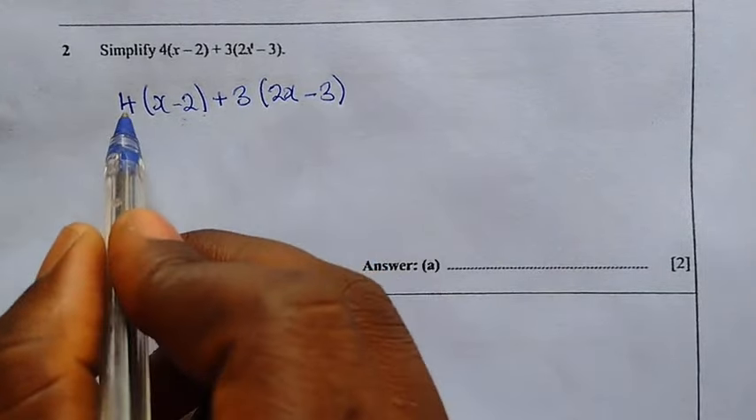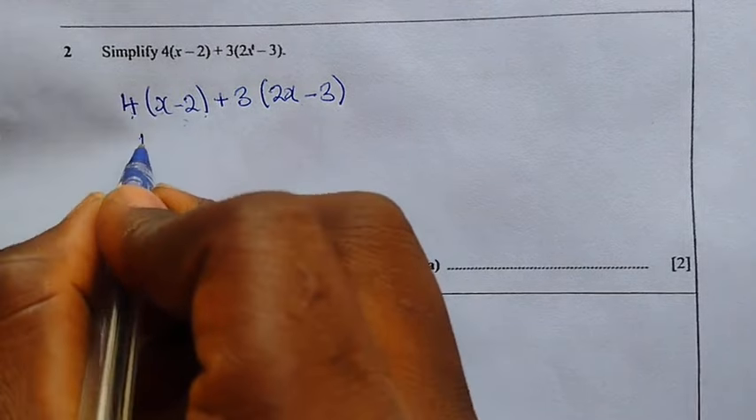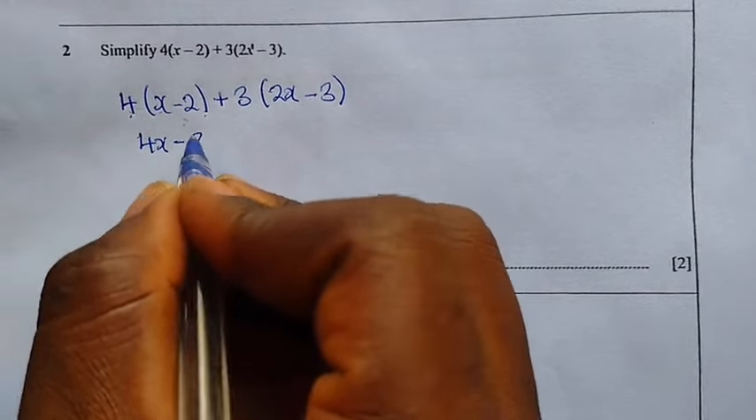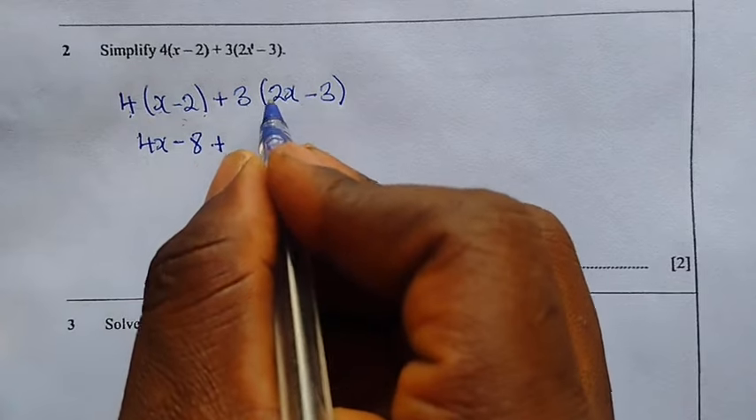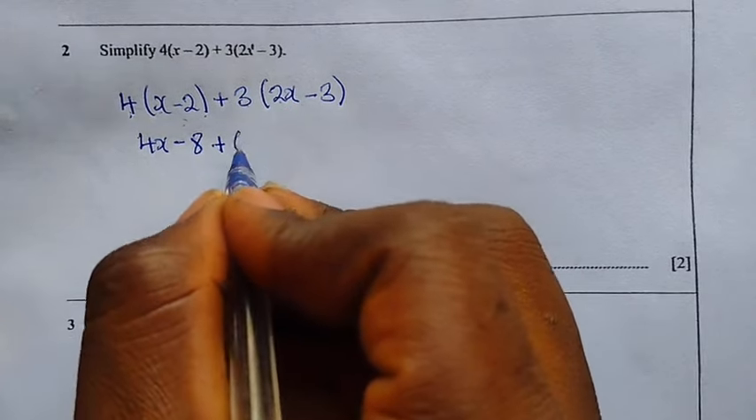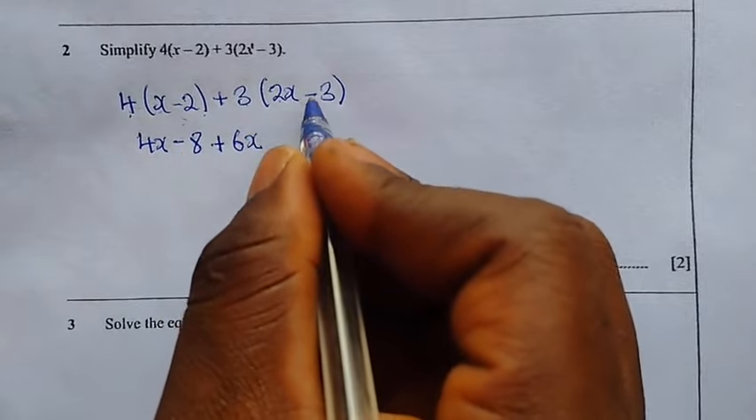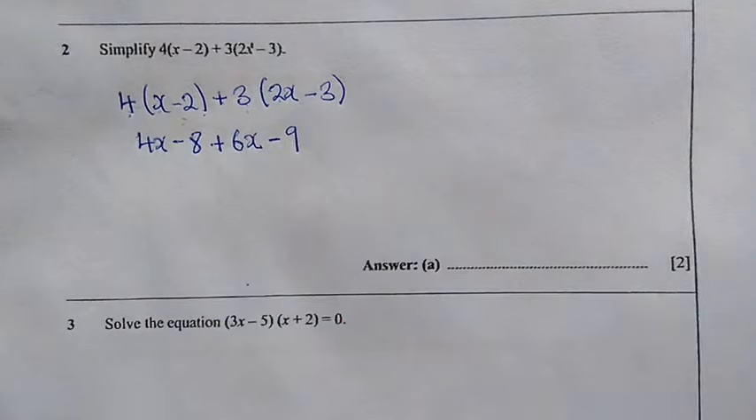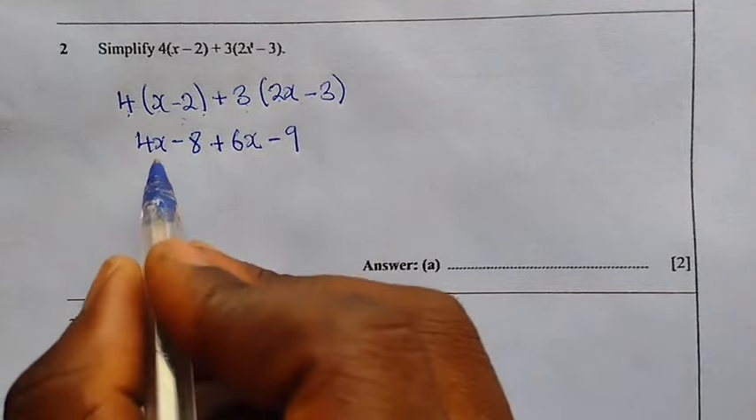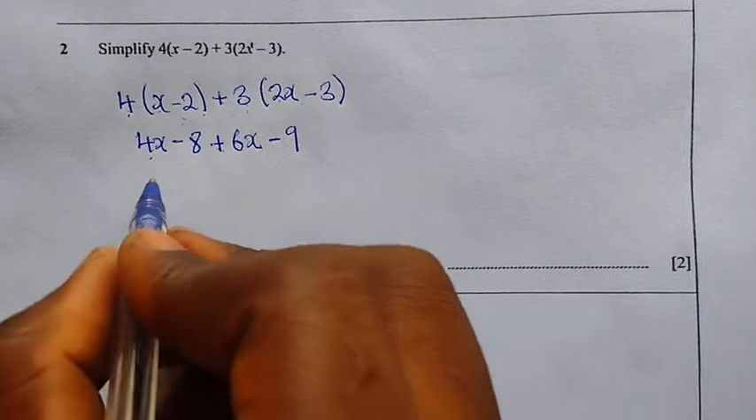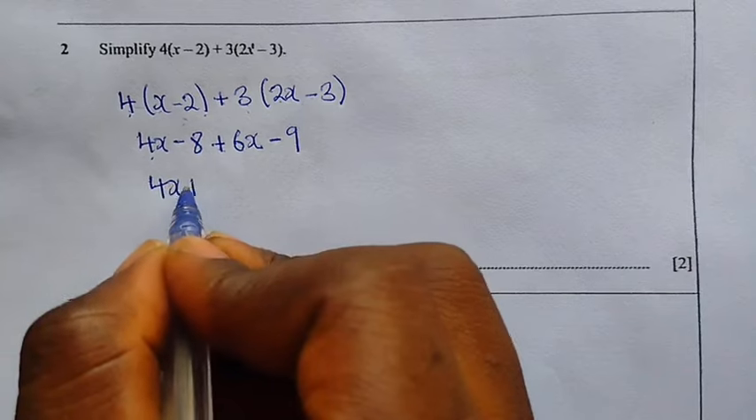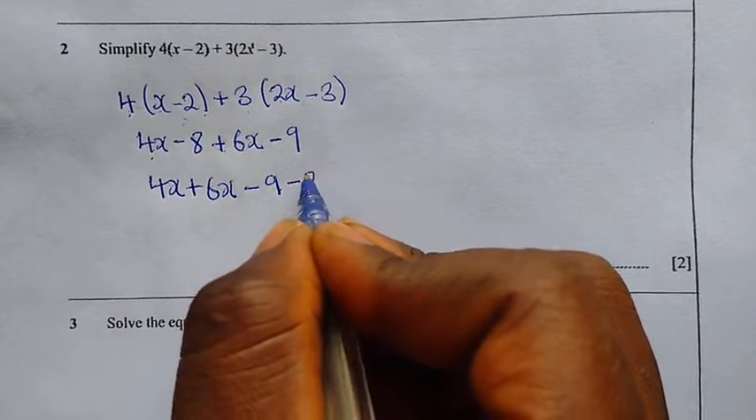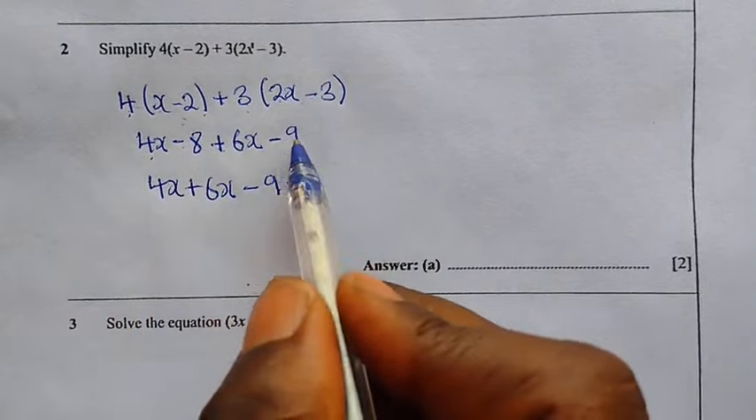To open these brackets, we are going to multiply with the 4. So 4 times x, we get 4x, minus 4 times 2, we get 8, plus 3 times 2x, we get 6x. Positive times negative gives a negative, 3 times 3 gives a 9. Then from here, we can collect the like terms. So 4x and plus 6x are like terms. So write 4x plus 6x, then minus 9 minus 8. If you want, you can say minus 8 minus 9.